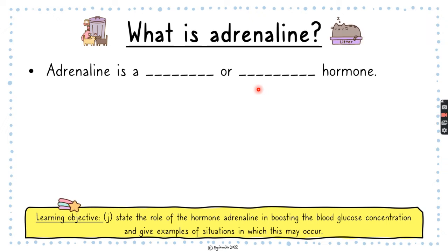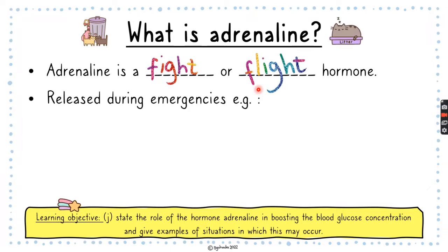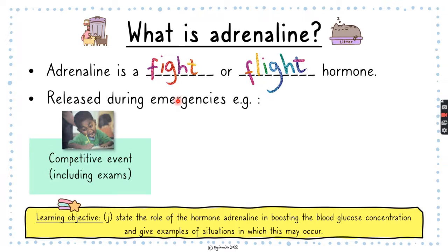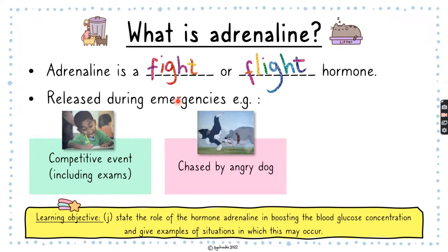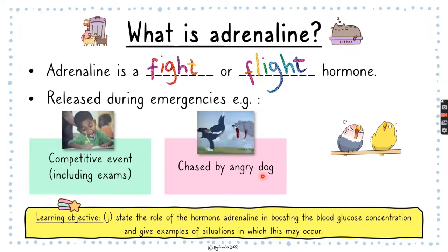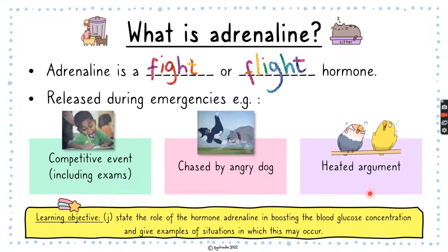You know that adrenaline is a hormone, but what kind of hormone is it? It is what we call the fight or flight hormone. They are released during emergencies. For example, competitive events, which includes exams, when you're chased by angry dogs, so something that is scary for you, or even during a heated argument.